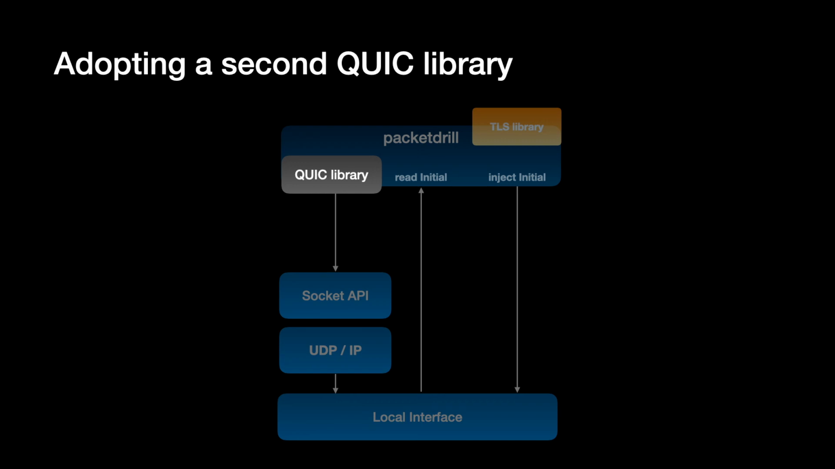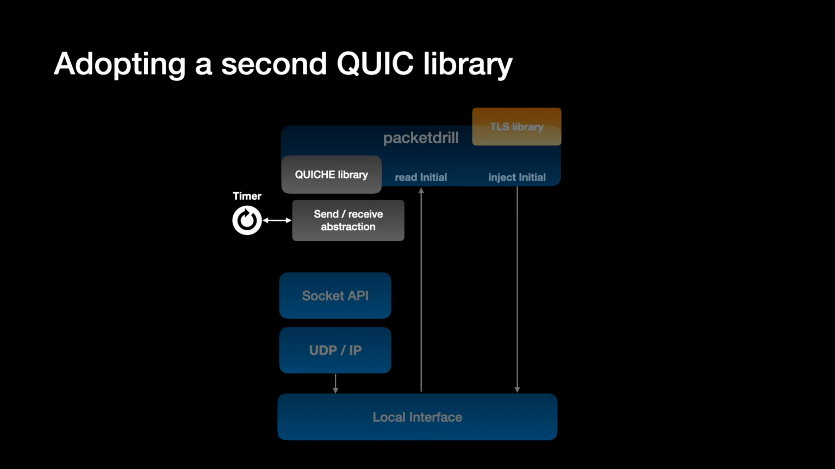To adopt it, instead of linking our own library, we link the Quiche library into packetdrill. We created Quiche API wrappers for the test script to call into and added a thin abstraction layer to handle socket reads and writes and pass data to and from the Quiche library. We also needed a simple timer implementation to react to timer-based events.